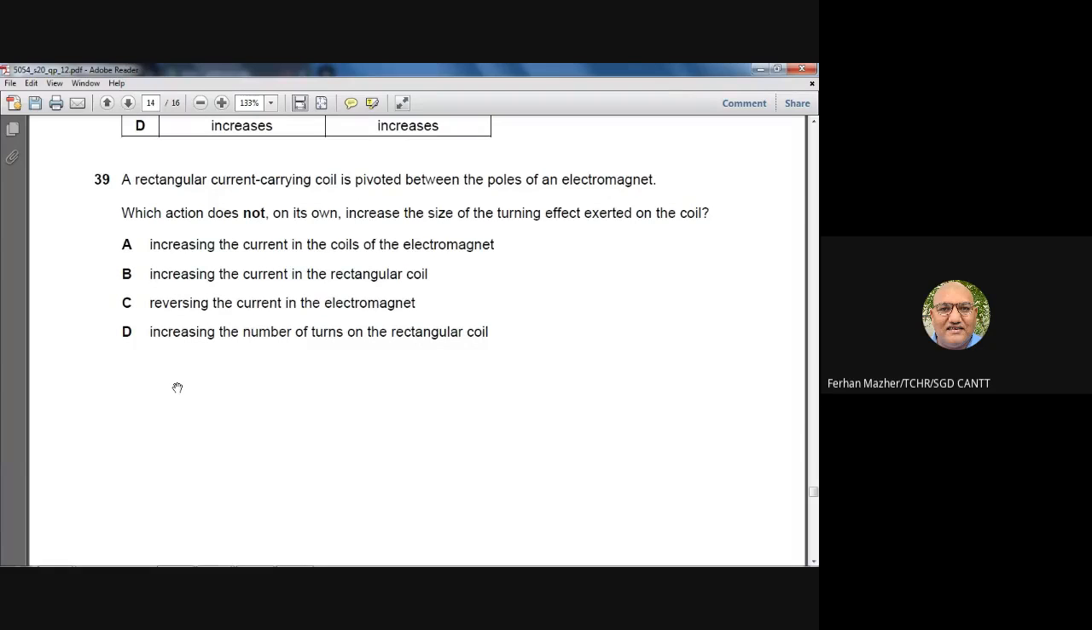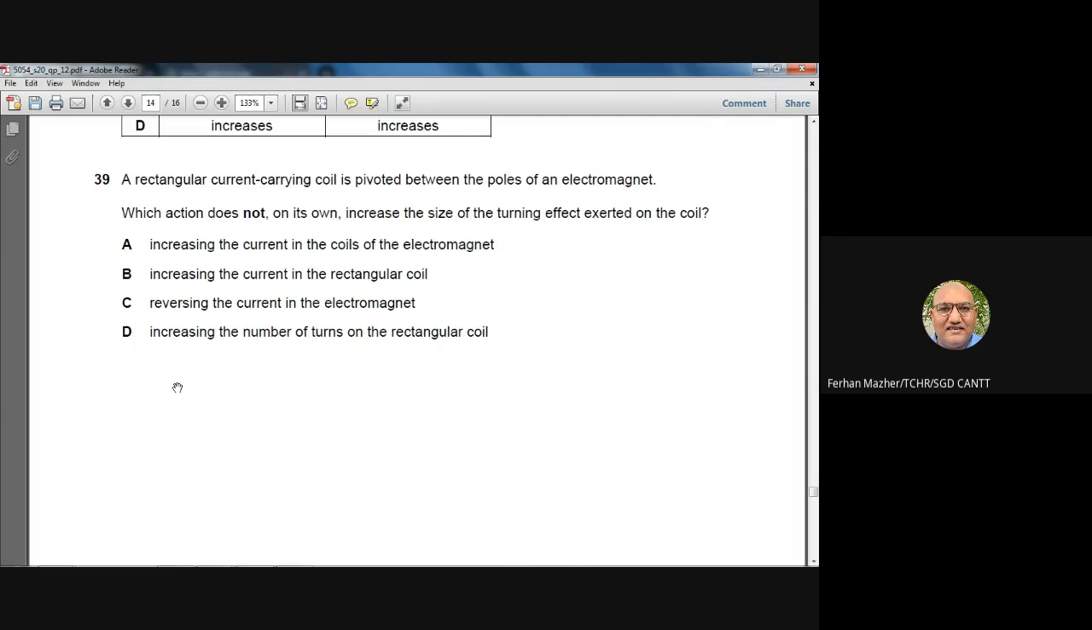Question number 39. A rectangular current carrying coil is pivoted between the poles of an electromagnet. Which action does not on its own increase the size of the turning effect exerted on the coil? Increasing the current in the coils of the electromagnet will make the electromagnet stronger. So if the electromagnet is stronger, the turning effect will be larger.